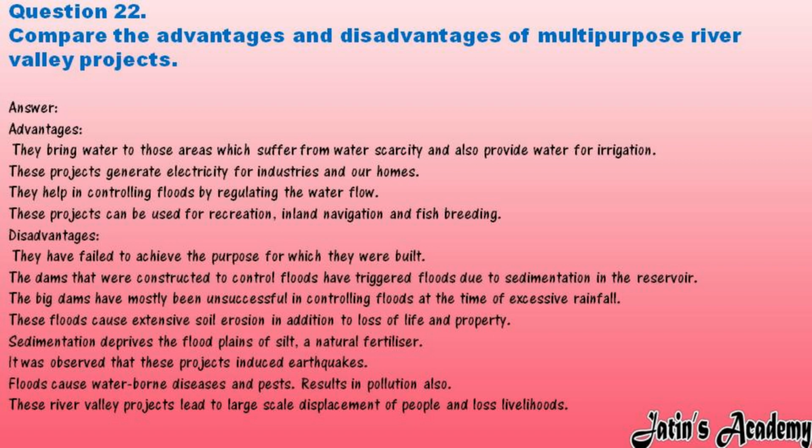The dams that were constructed to control floods have triggered floods due to sedimentation in the reservoir. The big dams have mostly been unsuccessful in controlling floods at the time of excessive rainfall. These floods cause extensive soil erosion in addition to loss of life and property. Sedimentation deprives the floodplains of silt, a natural fertilizer. It was observed that these projects induced earthquakes. Floods cause waterborne diseases and pests. Results in pollution also. These river valley projects lead to large-scale displacement of people and lost livelihoods.